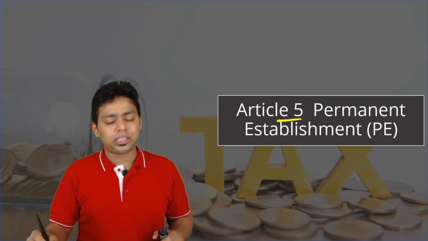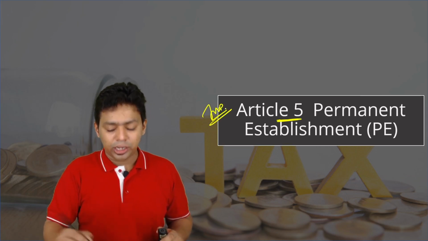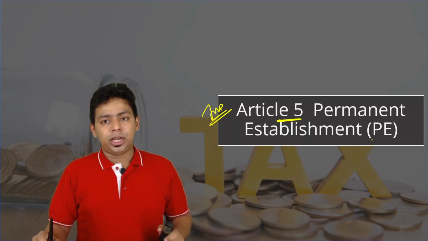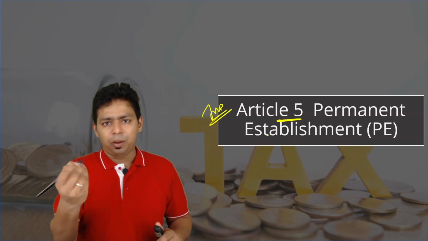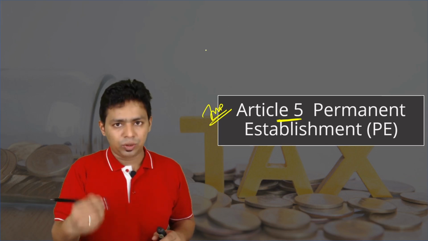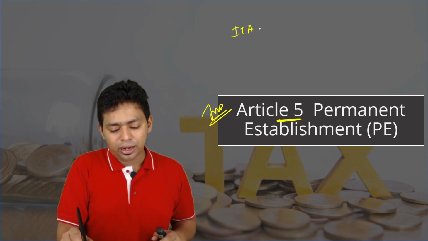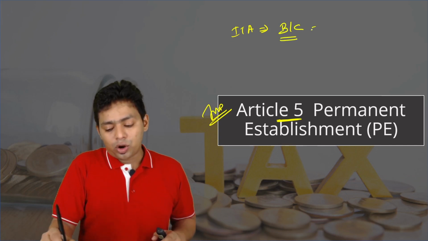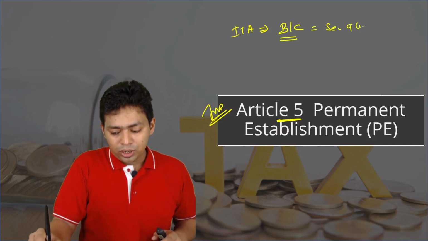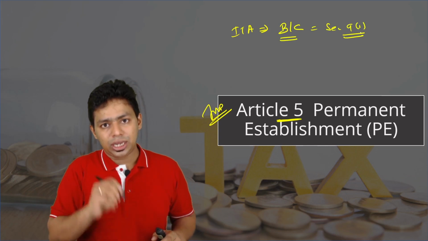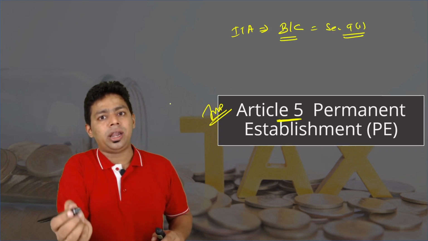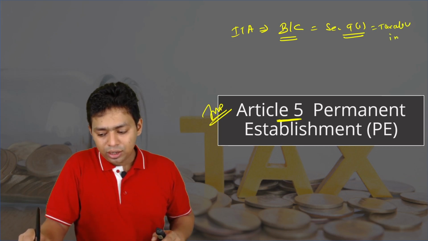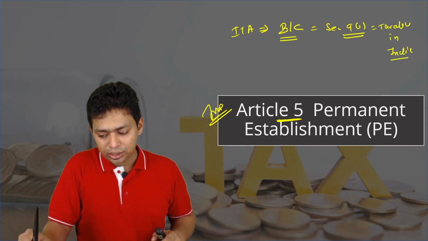Article 5, permanent establishment. This is also a very, very important article. You need to remember this article. Why is the article on permanent establishment important? We have discussed that, but just to repeat: the Income Tax Act focuses on the business connection concept. According to section 9(1), if you are having a business connection in India, even if you are a foreign entity, a non-resident, still your income will become taxable in India. This is one understanding.